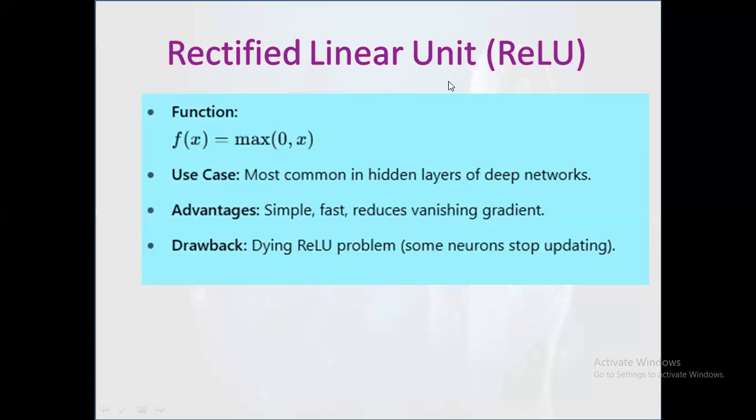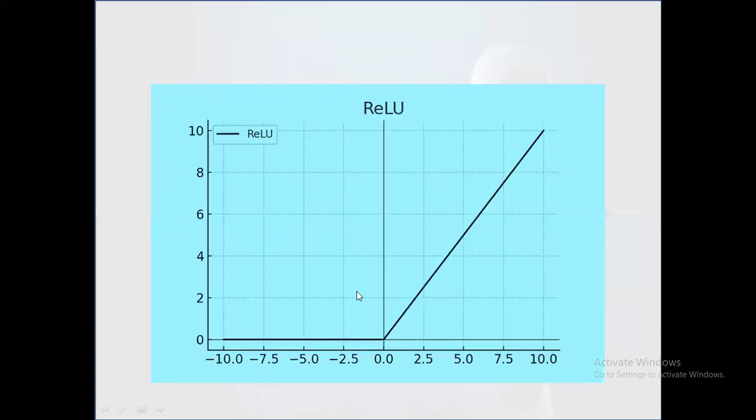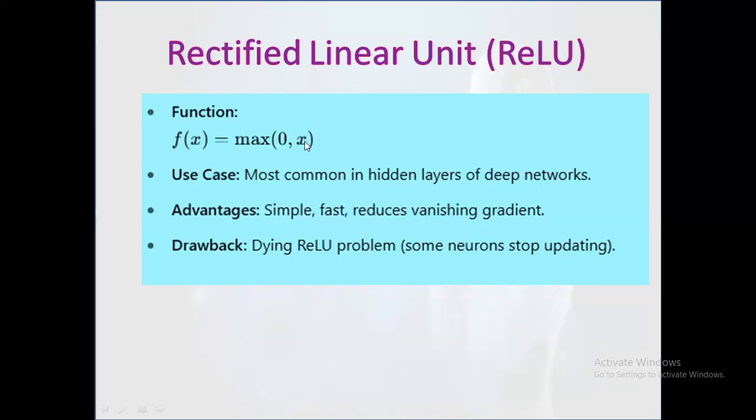The rectified linear unit: here the output is given by f of x, which is the maximum of 0 comma x. Here x is the net input applied to the neuron. The negative parts are equal to 0, and we only get the positive part. That is why we write the function f of x equal to maximum of 0 comma x.